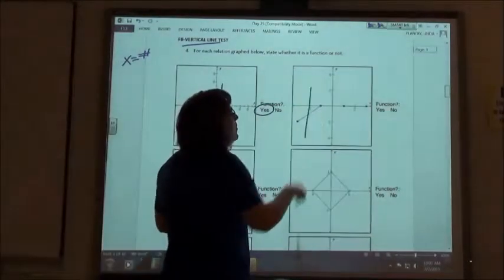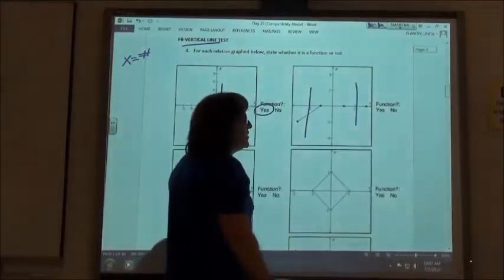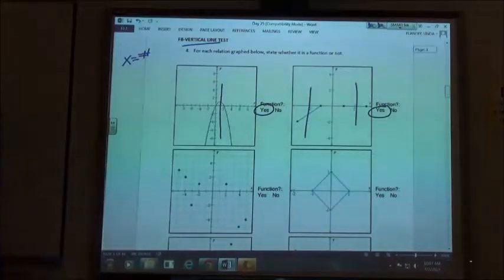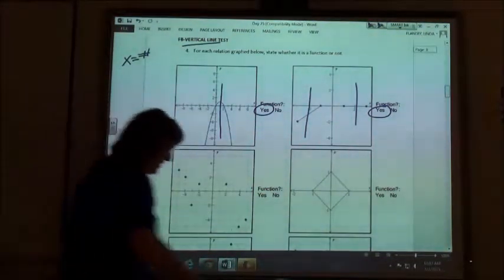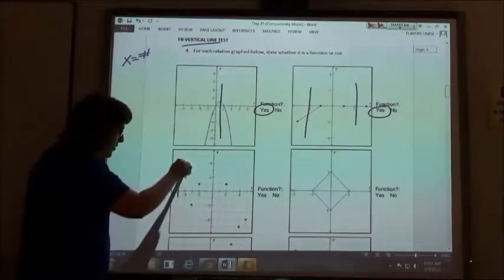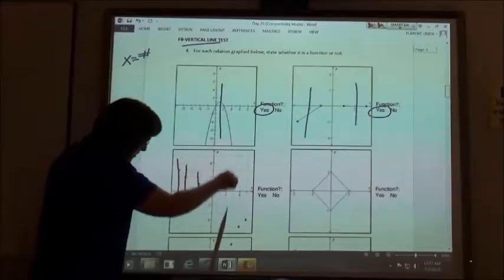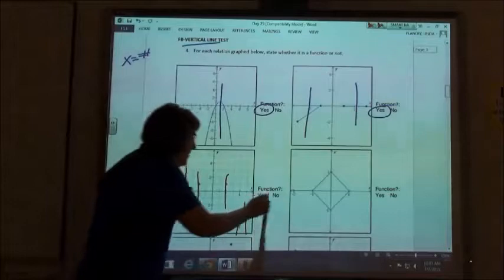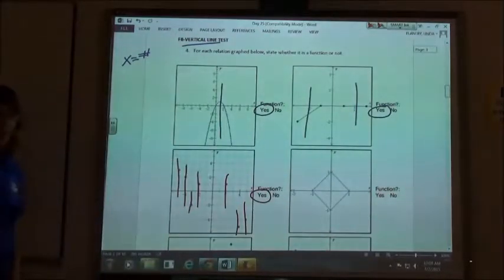Same thing here. If I drew my line here, it only touches once. Over here, it only touches once. Anywhere I draw it, it's only going to touch the line one or none time, at most once. If I look at the next graph, if I drew my line there, once, every line I can draw, I only touch once, yes, that is going to be a function.